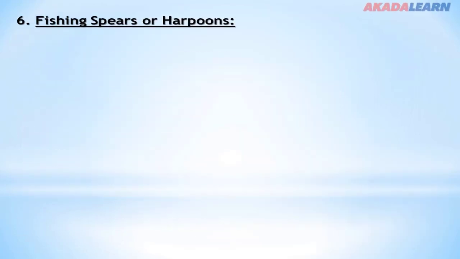Okay, we have the fishing spears or harpoons. These are used for impaling fish when struggling to escape from the net. It may not be necessarily struggling to escape from the net. These fishing spears or harpoons are also called wooden equipment. They can also be used directly to catch fish. In so doing, the fisherman can enjoy the fish.